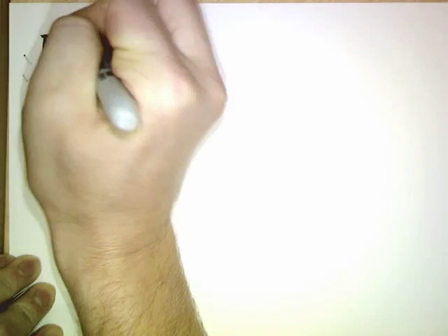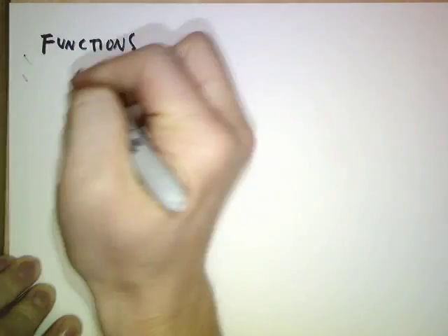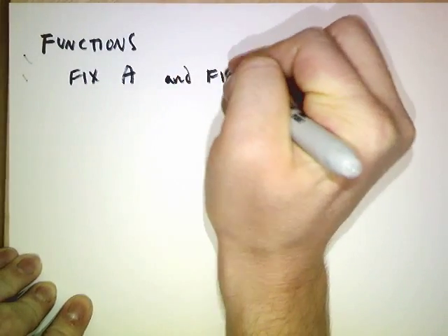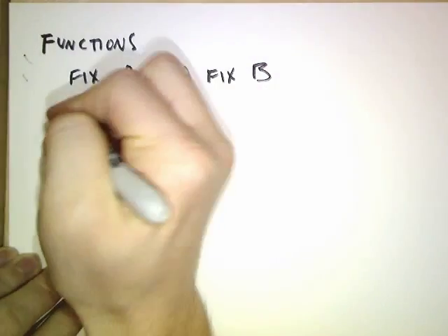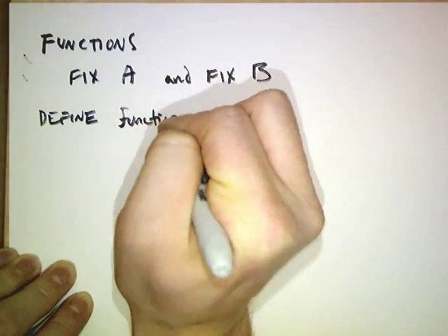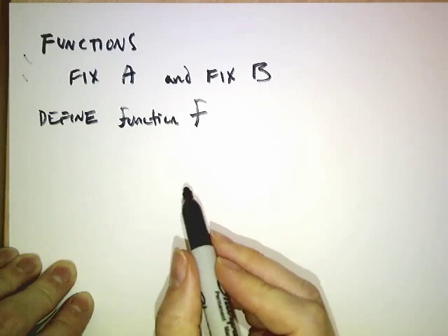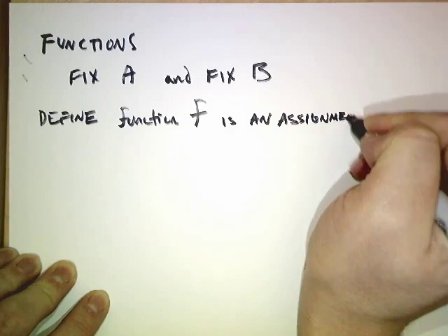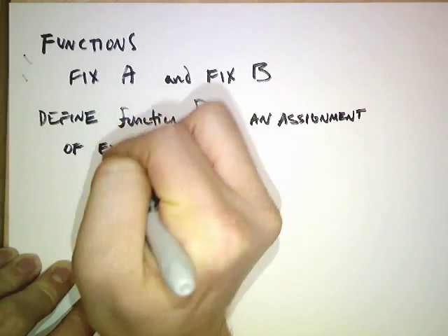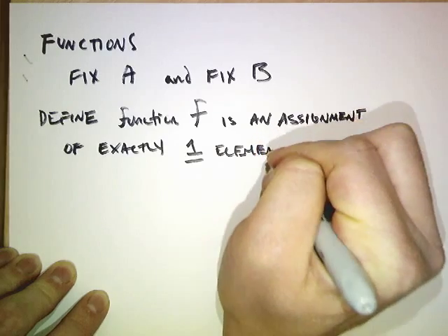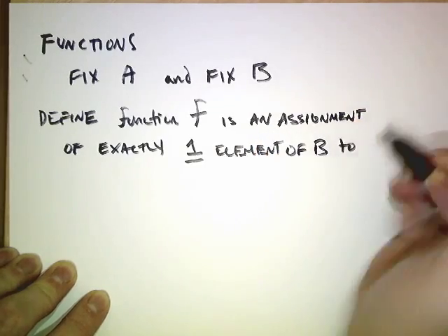Now that we've defined sets, we can talk about functions. So let's fix a set A and fix a set B. Then we'll define a function f. So the definition of a function is an assignment of exactly one element of B to every element of A.